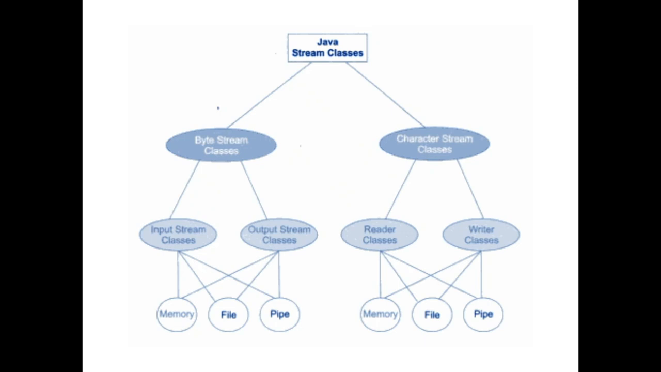So the application connects and opens an input stream on the data source and then reads the data serially. And similarly, an application connects and opens an output stream to the destination of the data and writes data to it. So this is how we'll move on.